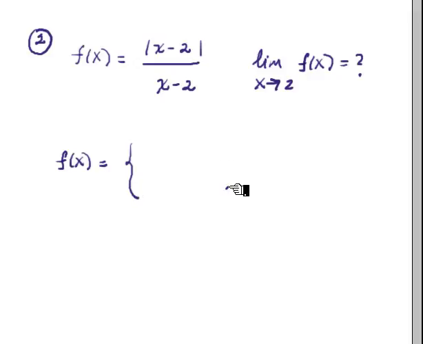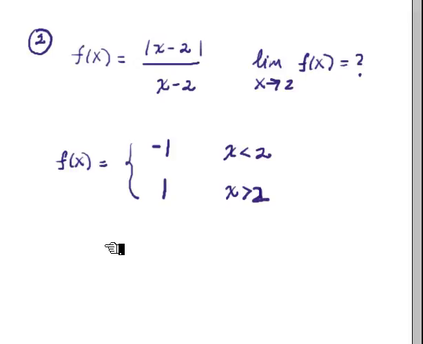All right, let's do x greater than 2 first. So we're starting with x greater than 2. So when x is greater than 2, the absolute value of x minus 2 is equal to x minus 2. So we're just going to get x minus 2 over x minus 2, and we have 1 over here. And when x is less than 2, the inside is negative. So we're going to end up with a negative 1 here.